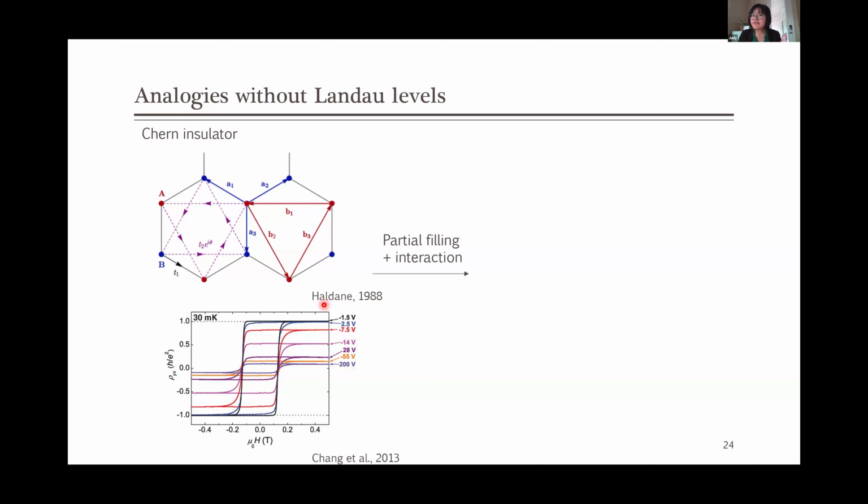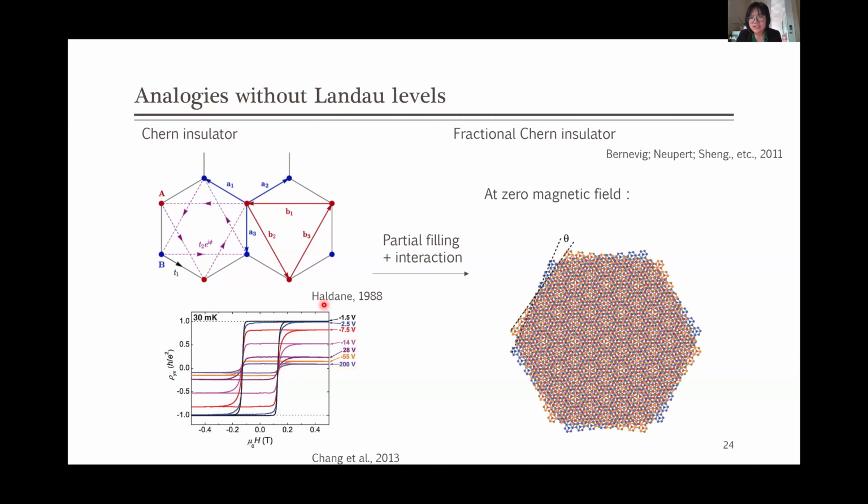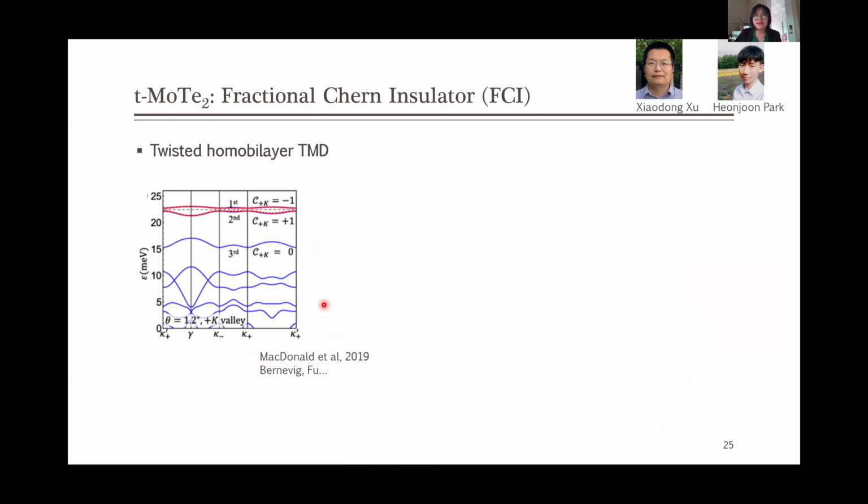But in the case of partial filling and interaction, naturally, though it took a lot of theoretical effort for people to find this fractional Chern insulator. This fractional Chern insulator similarly has fractional states, but they don't need a magnetic field. And one such realization at zero magnetic field is in the twisted system. So twisted molybdenum telluride was recently determined to be a fractional Chern insulator.